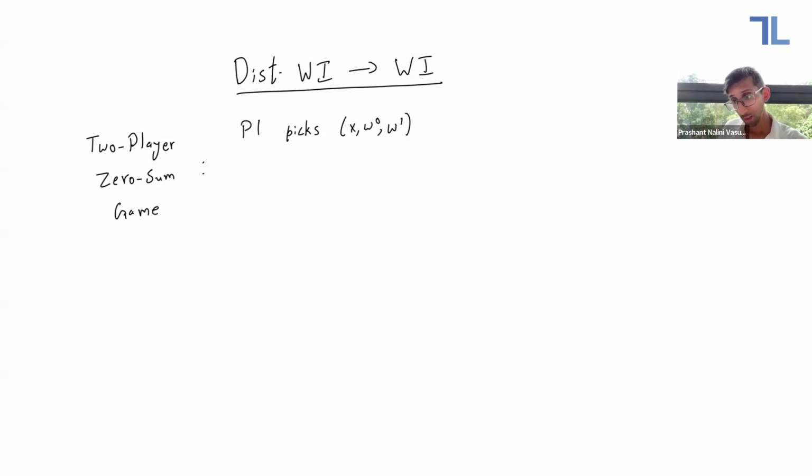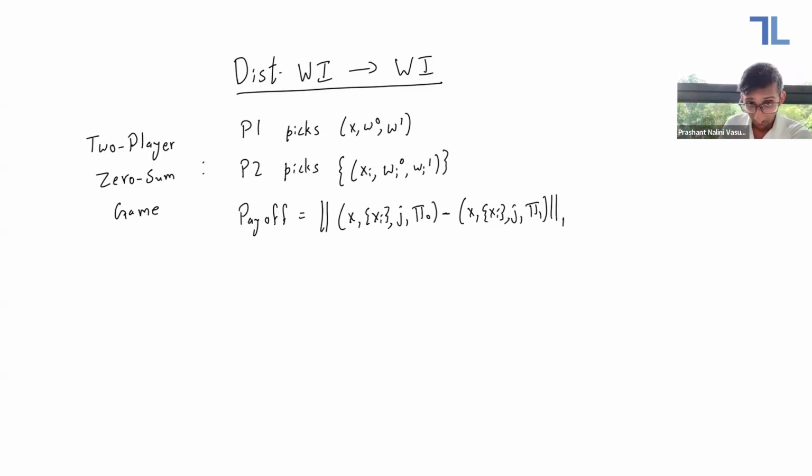There are two players. One player picks an input and a pair of witnesses, and another player picks all the xi's and wi's. And let's say it picks xi's and the wi0, wi1, and the wi is chosen as a random one of these two. Okay. And I define the payoff in my game to be the quantity I really care about, which is the statistical distance between the views of the verifier in the two cases, between pi0 and pi1, as you see there, right?